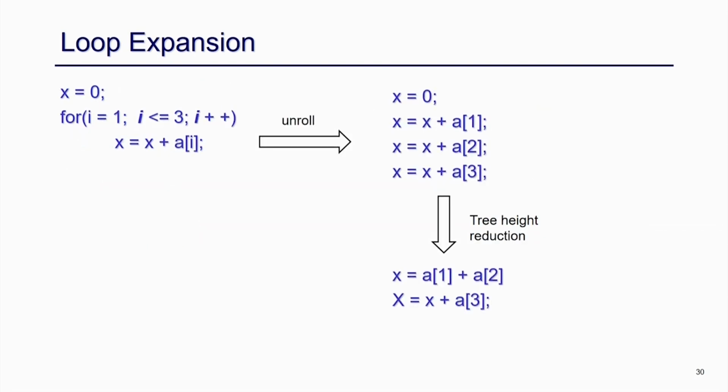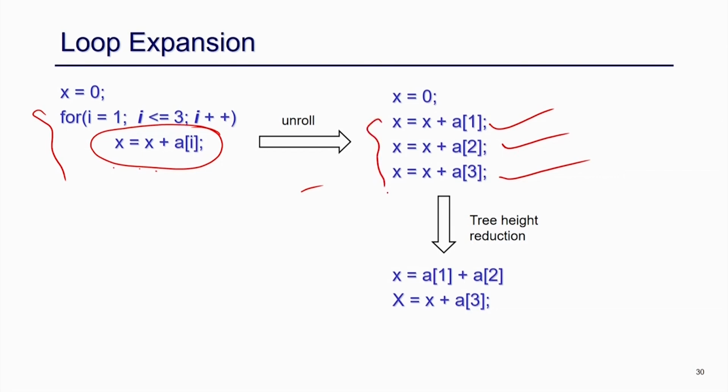So, for example, suppose you have this loop where I is going from 1 to 3. I can replace this loop by this: I can just do x equal to x plus a1, then x equal to x plus a2, and then x equal to x plus a3. So, I just replace this loop by this, which is what is called loop unrolling.